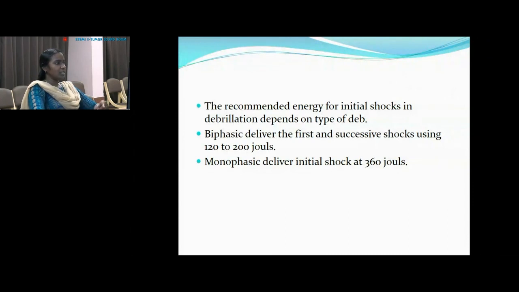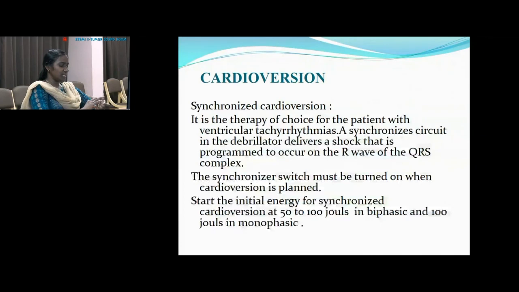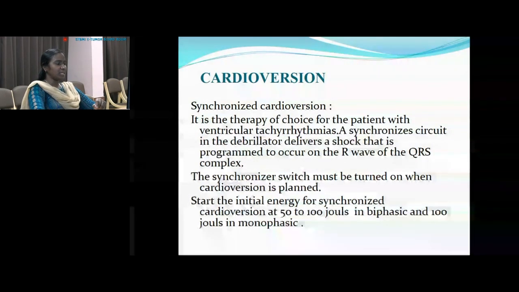Synchronized cardioversion is the therapy of choice for patients with ventricular tachyarrhythmias. The synchronizer circuit in the defibrillator delivers a shock that is programmed to occur on the R wave of the QRS complex. When you provide synchronized cardioversion, the synchronizer switch should be turned on when cardioversion is planned. The initial energy in synchronized cardioversion is 50 to 100 joules in biphasic and 100 joules in monophasic. But in defibrillation, it is 120 to 200 joules in biphasic and 360 joules in monophasic.